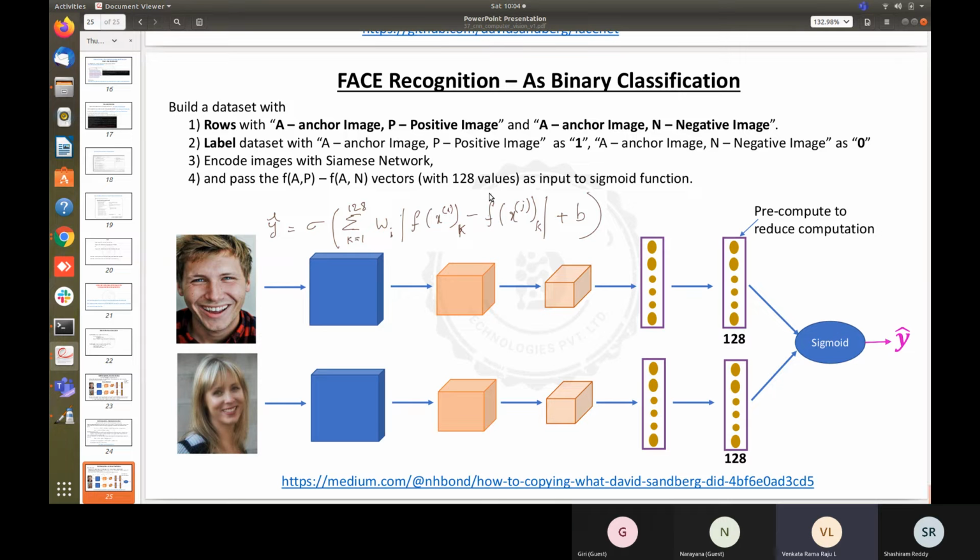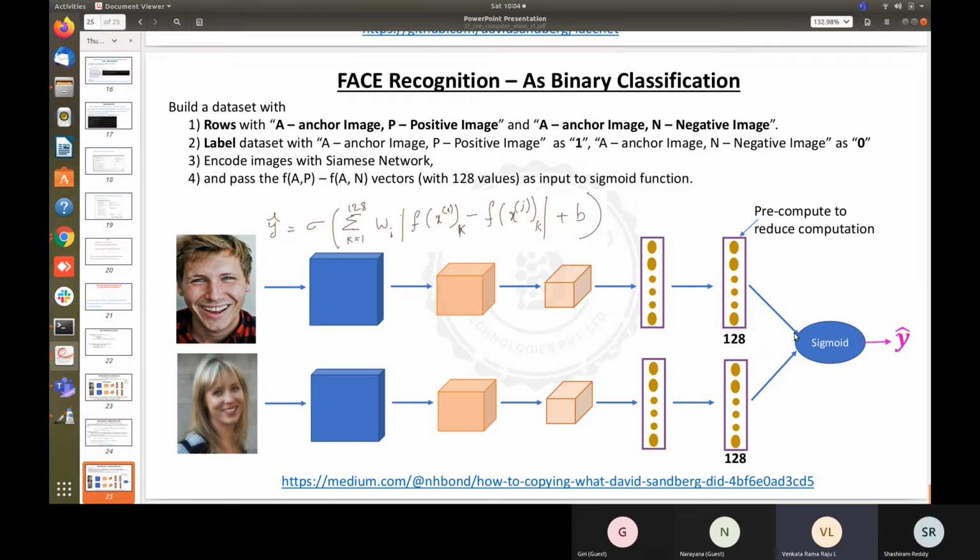wx plus b, right? What is x here? The Euclidean distance is the x. Wx plus b. The weight is going to be trained. So that is the function. The y cap function is that one. Okay. Did you understand this y cap?